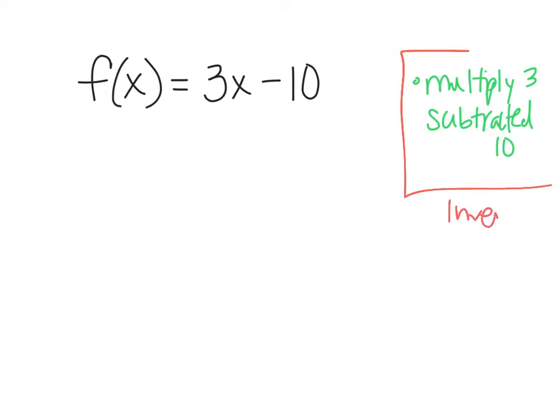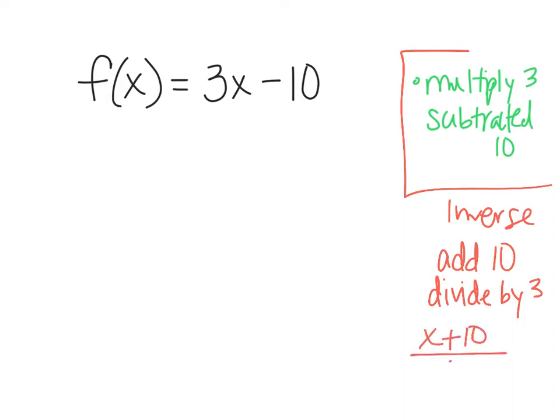If I want to find the inverse, I could just do it backwards. Instead of subtracting 10, I could say, well, I got to add 10. And then instead of multiplying by 3, I need to divide by 3. Okay, and let's see if I could write a function for that then. Well, if I have to add 10, I'd write x plus 10, and then I would need to divide by 3. So here's what I think my answer is going to be.